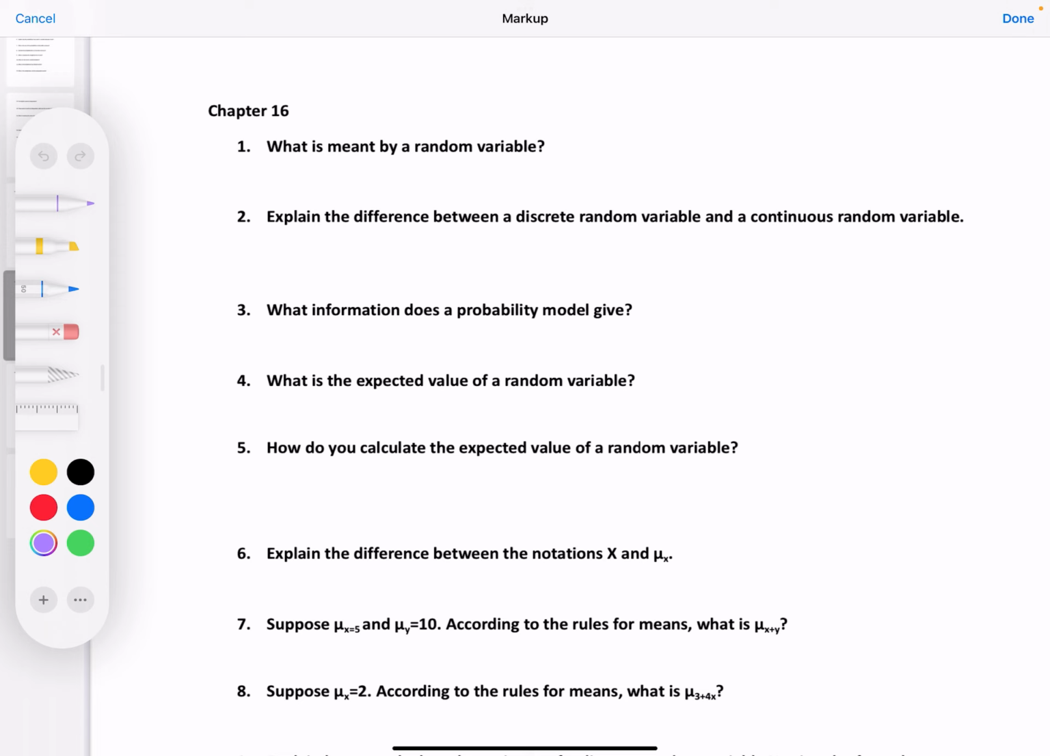All right. Chapter 16. What is meant by a random variable? A variable with any given solution. How about a value based on the outcome of a random event?